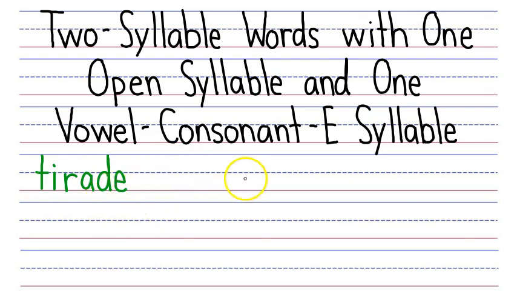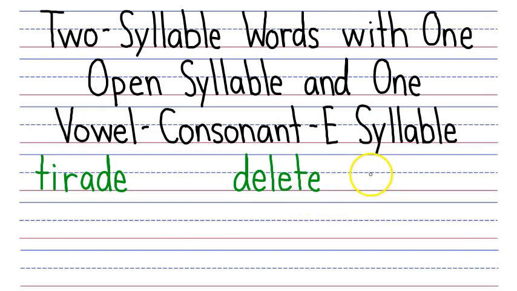Next word, delete. Our open syllable is de, spelled with a D that says d, and an E that says E. Our vowel consonant E syllable is leet, with an L that says l, an E that needs to make a long E sound, a T that says t, and a silent final E to make that E make that long sound. D-E, l, E, t, delete.